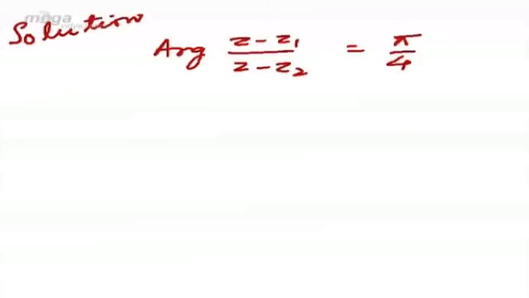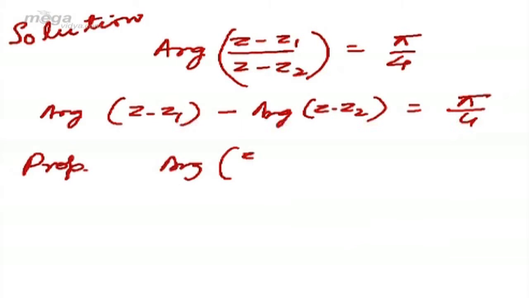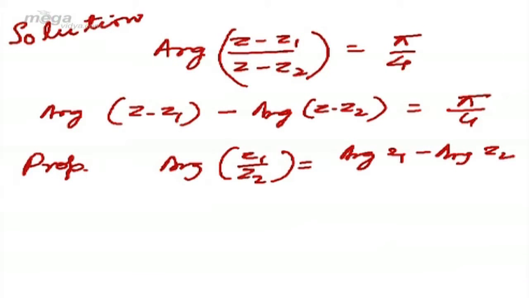We are given the argument of (z minus z1) upon (z minus z2) is equal to pi by 4. Now, argument of (z minus z1) minus argument of (z minus z2) is equal to pi by 4, because we know the property that argument of z1 by z2 is equal to argument of z1 minus argument of z2.